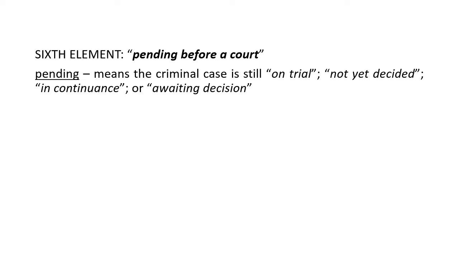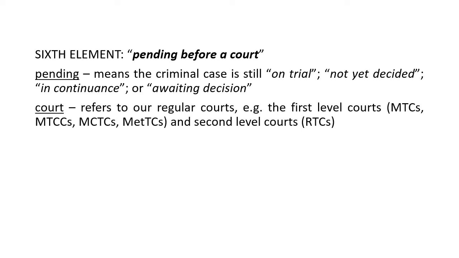Let's now go to the sixth element, the phrase pending before a court. The word pending means that the criminal case is still on trial. It also means the case is not yet decided, or it means the case is still in continuance or awaiting decision. The term court refers to our regular courts. The first level courts like the municipal trial courts or MTCs, the municipal trial courts in cities or MTCCs, the municipal circuit trial courts or MCTCs, or the metropolitan trial courts or MeTCs. It also refers to our second level courts. I am referring to our regional trial courts.